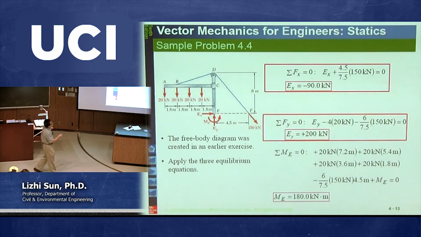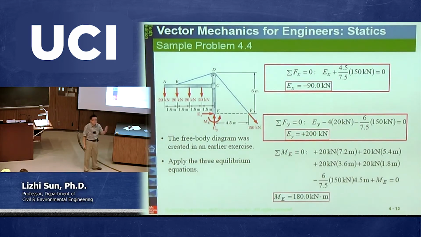You have EY, which is the y direction support. You put the EY here. So we collect this one, we collect this one, then we need to collect the y component of this cable. The y component of the cable is 150 times sine of this angle. Sine of this angle is 6 divided by 7.5. So 6 divided by 7.5 times 150 is the y component. But this y component is going down, so you put a negative sign in front. Now you add all of them together and set to 0. That's the second equation.